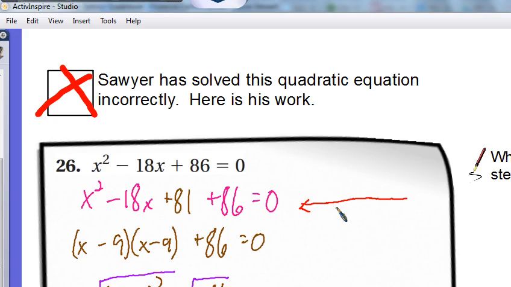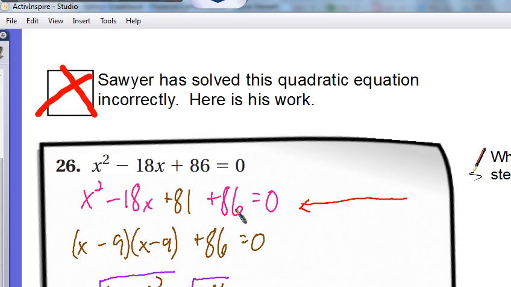He didn't add 81 to both sides, just to one. 81 is the new number. So I wrote this 81 in brown so you can see the stuff in pink is exactly the same as the first step, the initial question that was posed. X squared minus 18x plus 86, that's what the original was, equals 0.